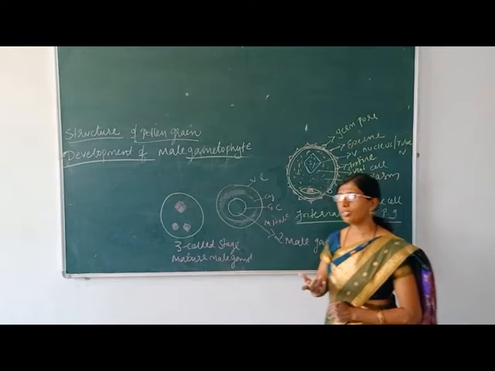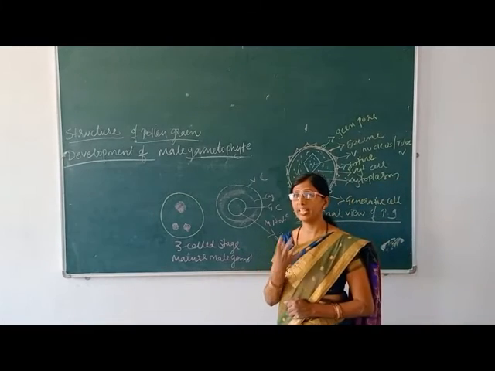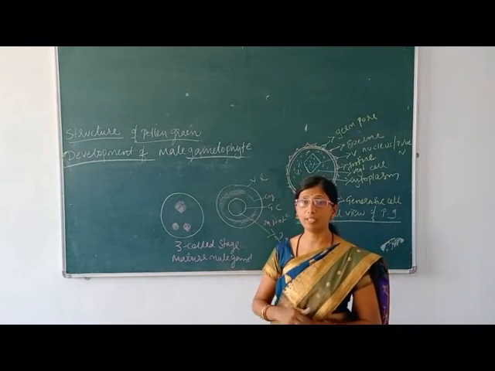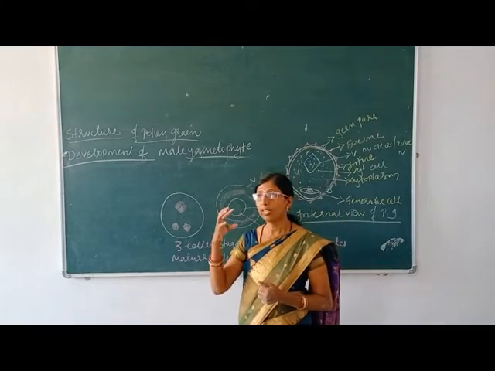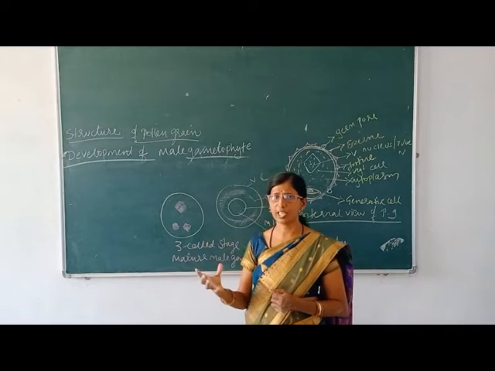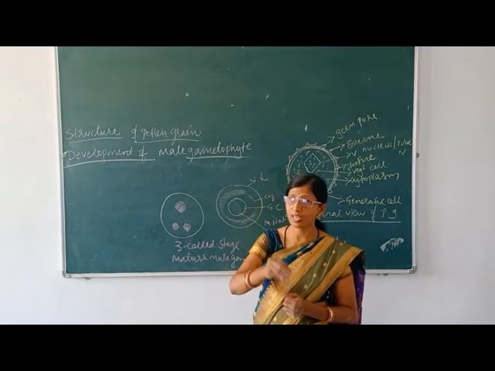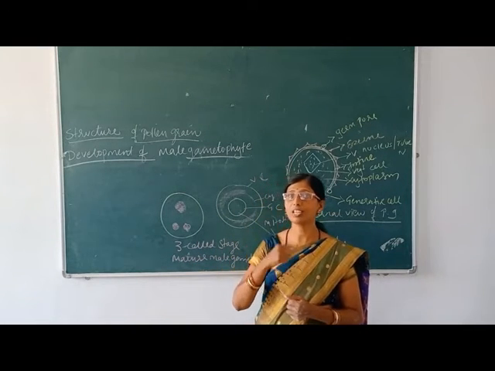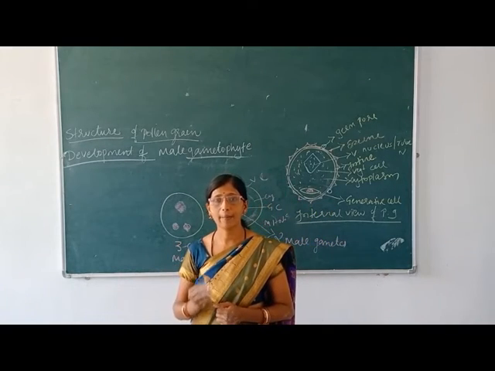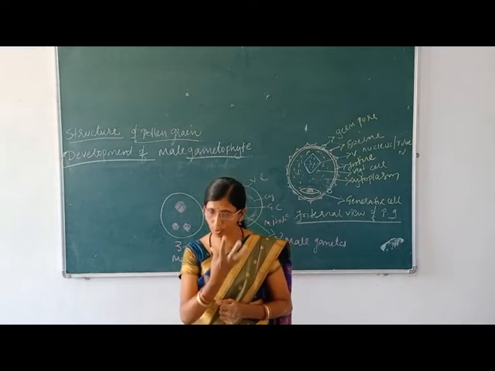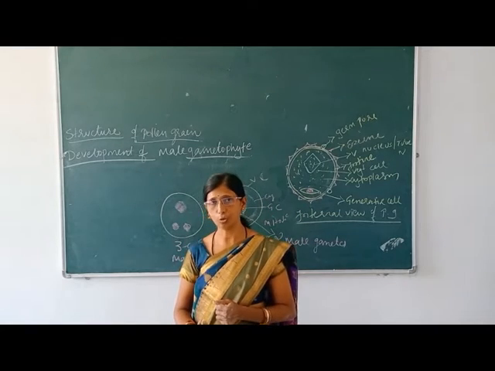The question arises, madam, why does the pollen tube grow only after sitting on the stigma? Why not in the flower? Sorry, why not in the anther? When pollination takes place and the pollen grain sits on the stigma, the stigma releases boron, sugar and amino acids, which help the formation of the pollen tube.